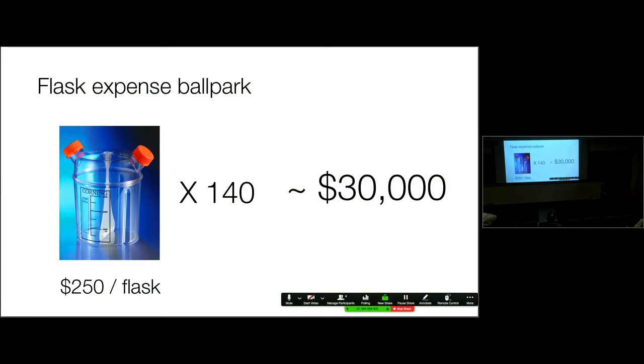Just to give some context for what that would be like, you'd need 140 3-liter flasks at a cost of $30,000, without any expense or consideration of the serum or other reagents that would actually be the cost limiting factor in this type of experiment. So we're not ready for this yet.